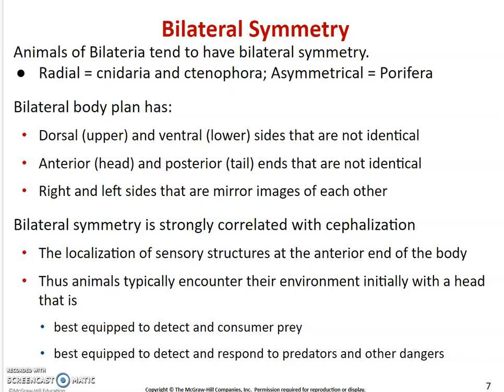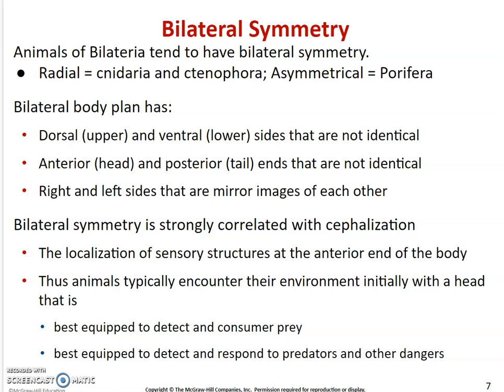So the cnidaria and the ctenophores were radial, the porifera were asymmetrical, but now all other animals in Animalia kingdom are bilateral. The bilateral body plan has the dorsal and ventral, upper and lower, anterior and posterior, head and tail, and they are not all identical, but the right and left are the mirror image. And bilateral symmetry correlated to cephalization, and that makes sense.